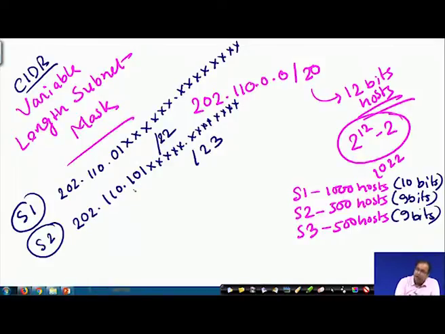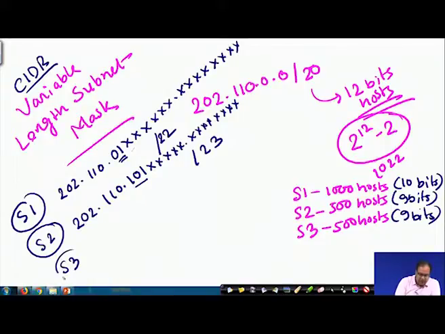Here I am taking 101, and the interesting fact is that this 01 is not a prefix of this 101. If you take 010 instead of 101, then 010 can be a host of the subnet S1. So that one we should not take. We should take something which does not become a prefix of the original one.